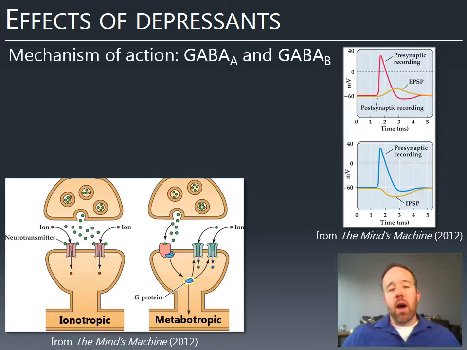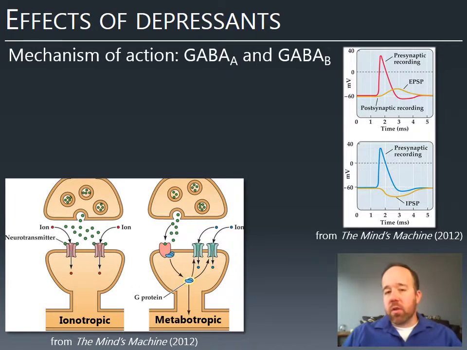There are actually two kinds of receptors, and different depressants affect each one to a different degree. There are GABA A receptors and GABA B receptors. GABA A receptors are ionotropic, which means they let ions in directly. They have very fast courses of action. So GABA A receptors are ionotropic. GABA B receptors are metabotropic.